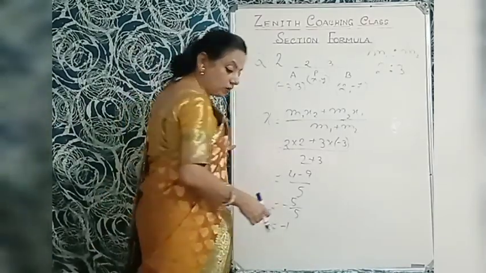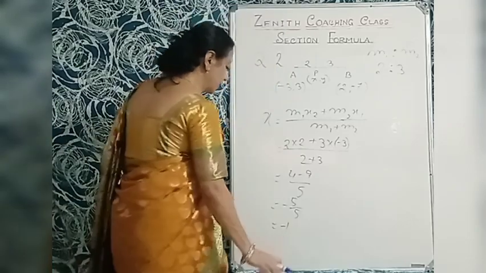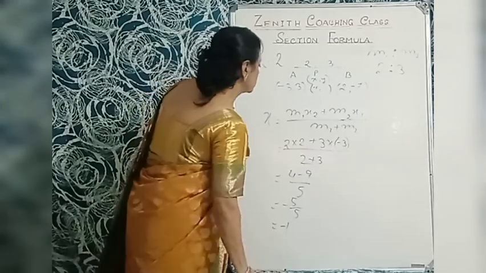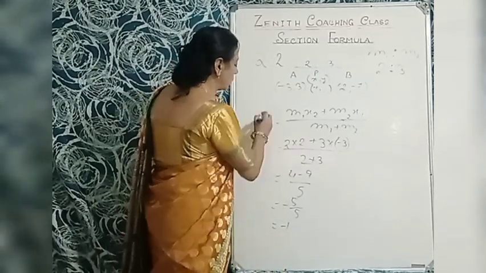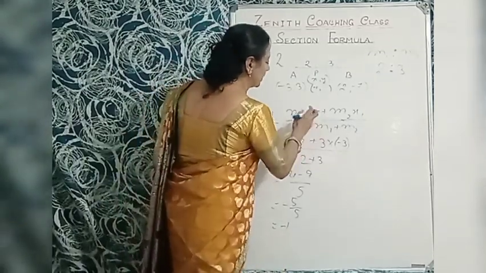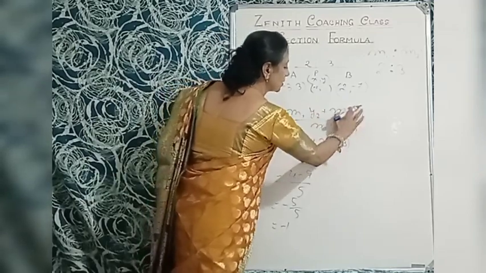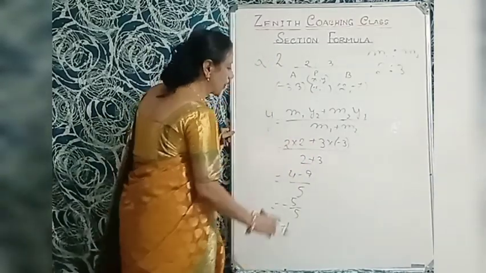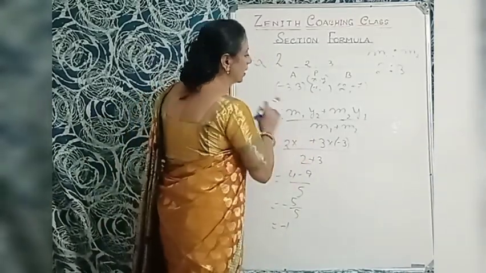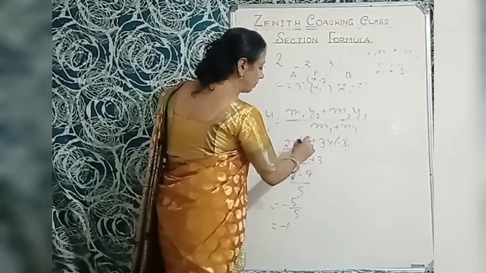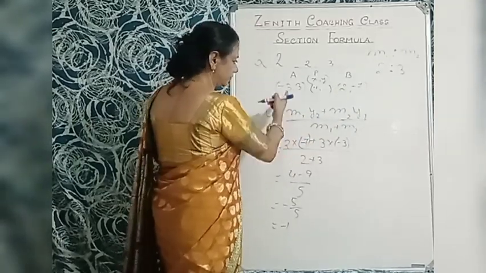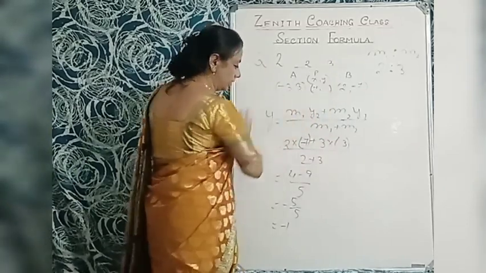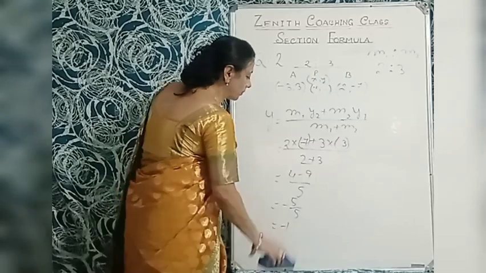Now here is the point y. So x is minus 1. Now you have to find out y. So what do I have to write? y equals M1 y2 plus M2 y1 by M1 plus M2. That is M1 into y2, y2 means minus 7. So minus 7 plus 3 multiplied by 3, by 2 plus 3.